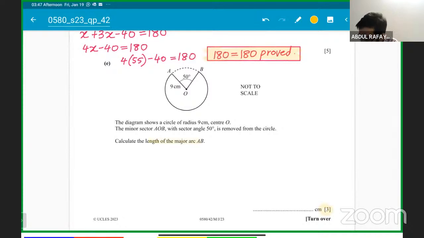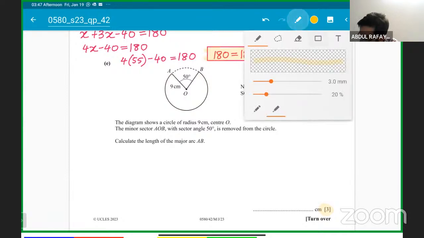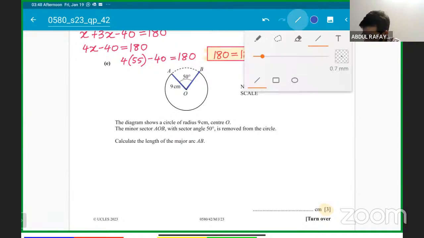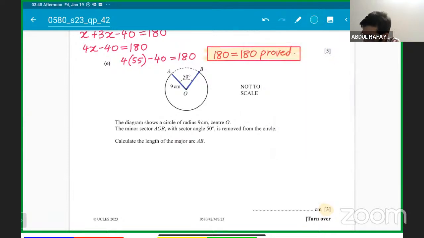We have to calculate the length of the major arc AB, students. It's not a problem. We already know the radius, that is 9 centimeters, so the diameter will be 18 centimeters, double of it. We also know clearly that the minor sector is AOB, in the blue highlighter, and they are asking the length of the major arc, that is in the orange color.